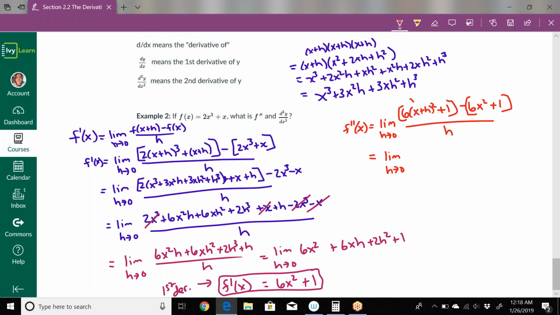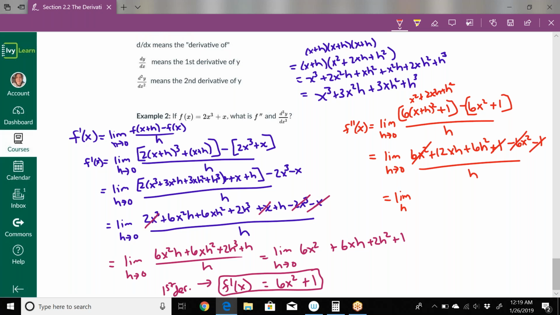Work this out. This guy is x squared plus 2xh plus h squared. Remember, that's what you get when you square x plus h. So if I distribute that 6, that's going to be 6x squared plus 12xh plus 6h squared plus 1. Distribute my minus sign, minus 6x squared minus 1 all over h. So we get that the 6x squareds cancel, and so do the 1 and the negative 1.